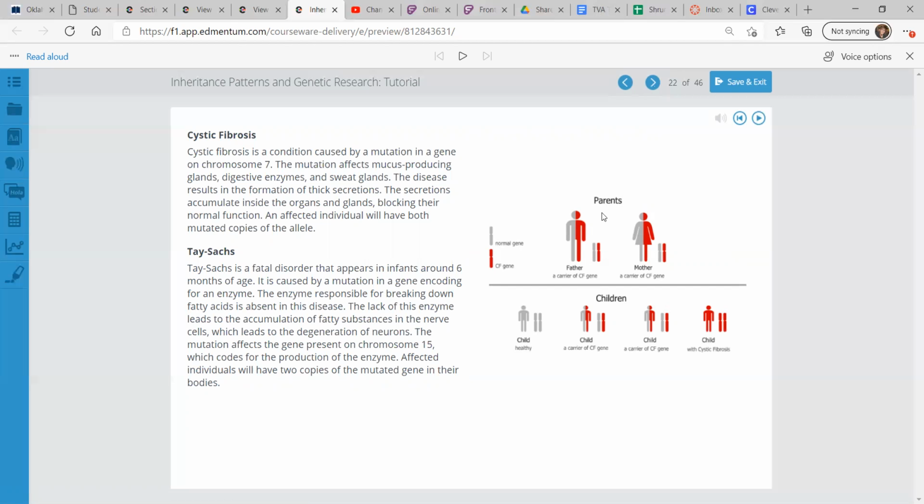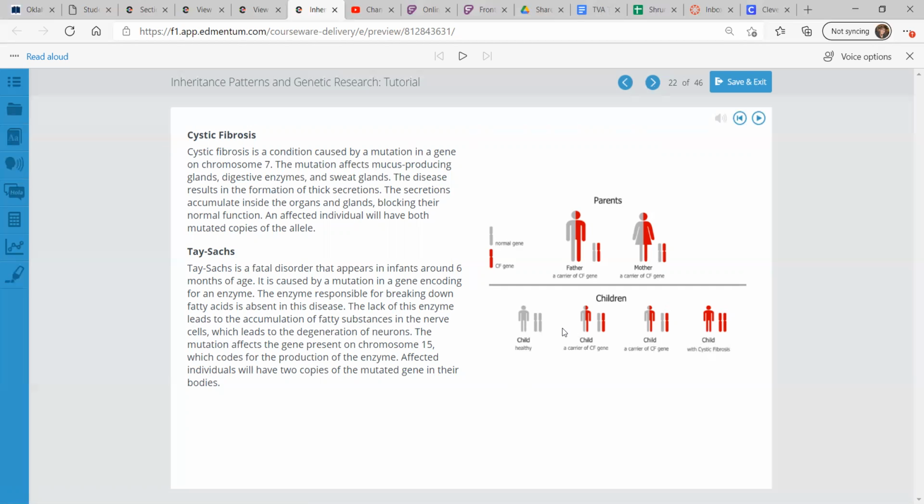So here's a picture of 2 parents. Father is a carrier of, well, in this example, it's cystic fibrosis, and the mother is also a carrier of cystic fibrosis genes. So their children, there is a 25% chance that this child will have cystic fibrosis.